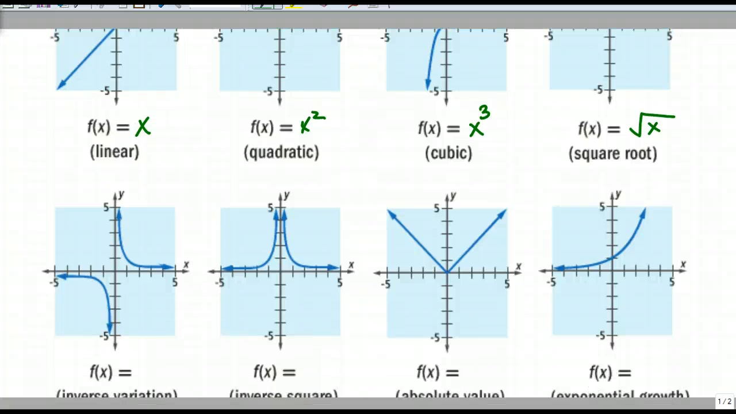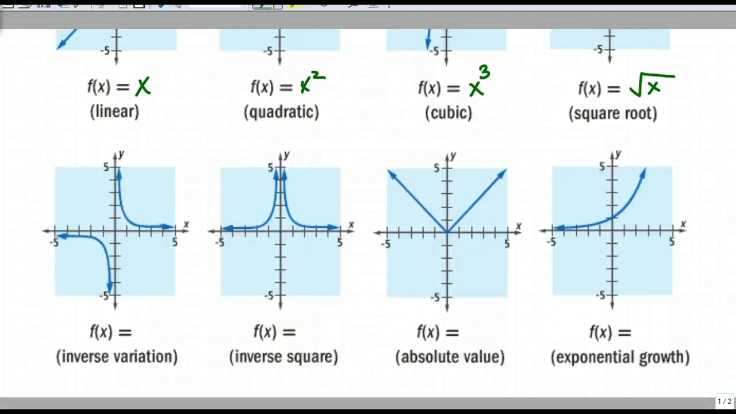Okay, the ones on the bottom. This last one here is f of x equals inverse variation. So this is going to be just 1 over x, k being 1 in this case. The inverse square is 1 over x squared. The absolute value should be something like this. And then this one's 2 to the x.